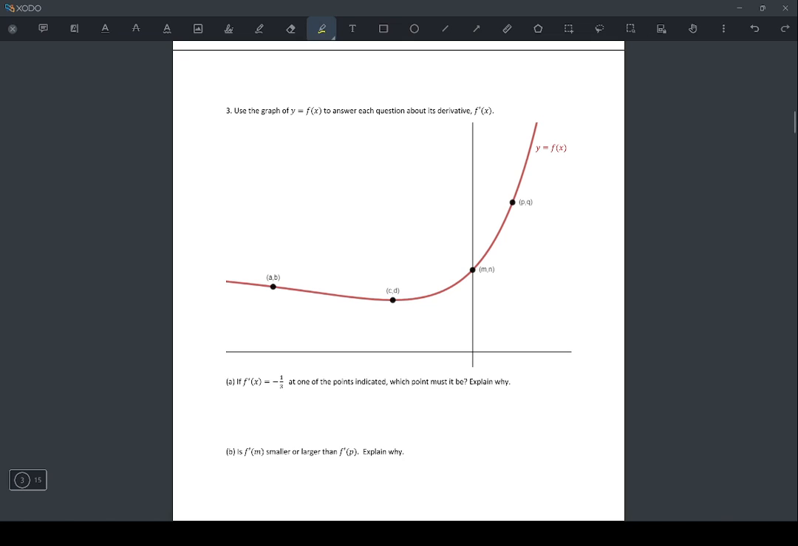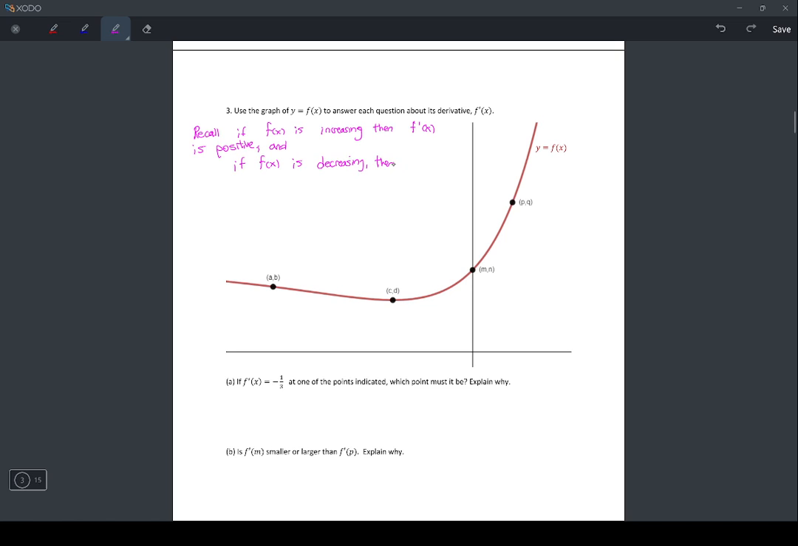Recall, if f of x is increasing, then f prime of x is positive. And if f of x is decreasing, then f prime of x is negative. We need to use this logic, or this definition of increasing and decreasing in terms of the sign of the derivative, to answer the questions that are here.